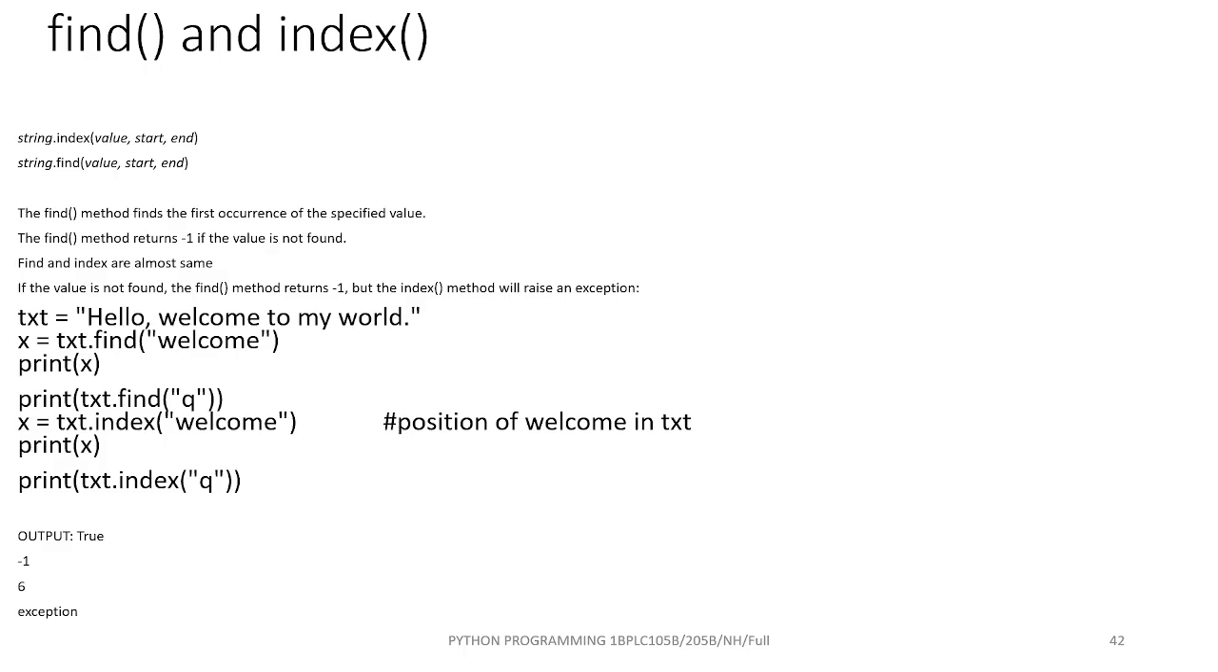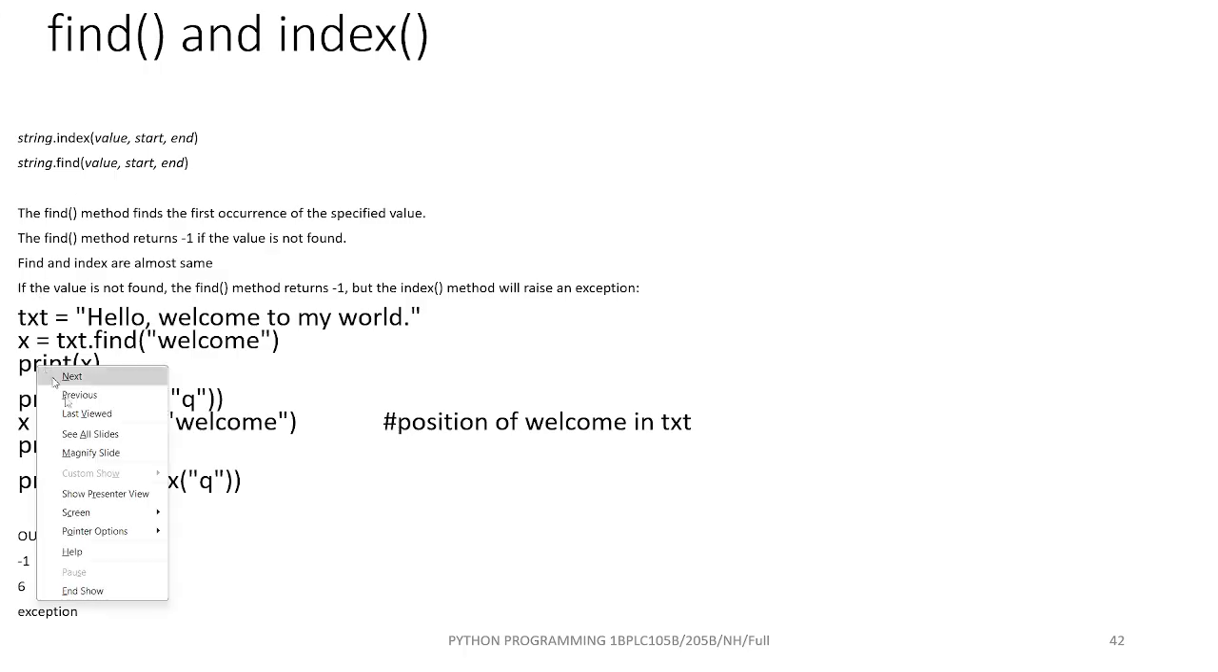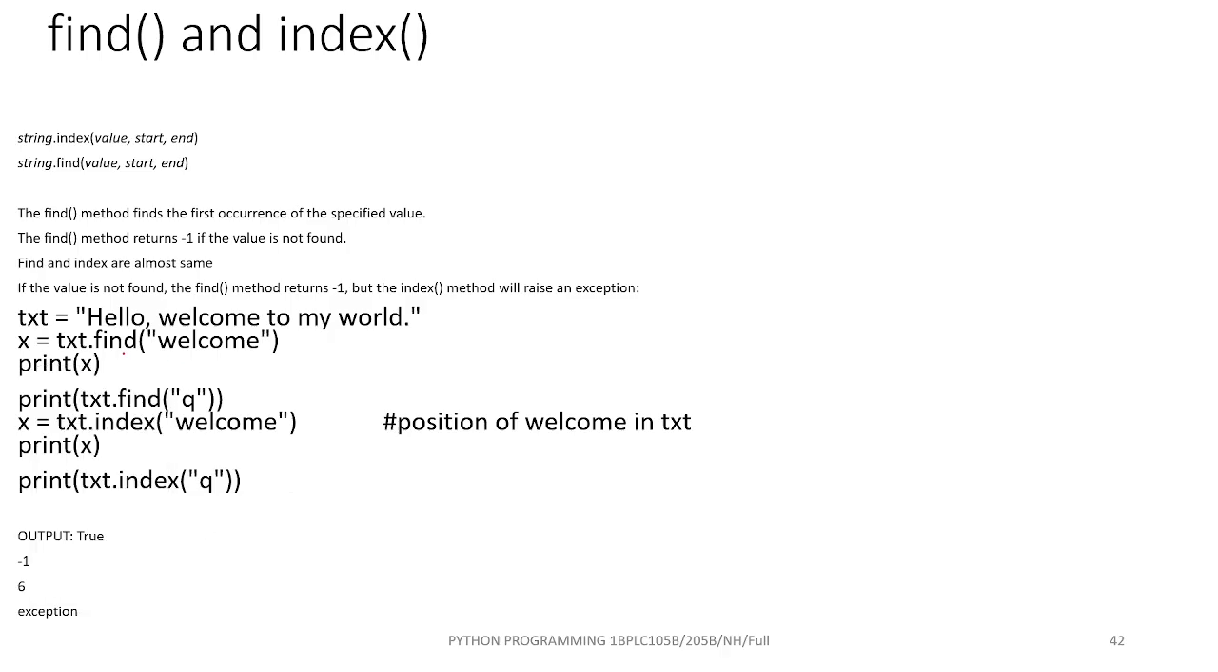Format already discussed. Find and index. In this example, the function find is used to look for welcome in the given string. If it is there, it displays the position. If not there, it displays -1. In the second example, you are looking for Q in the input. Q is not there, so it is -1.